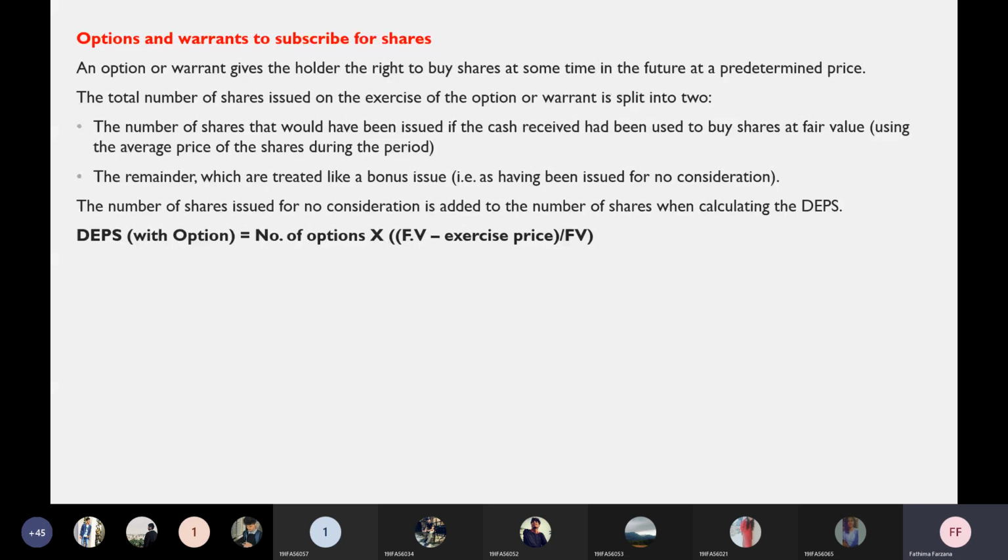So the total number of shares issued on the exercise of an option will normally split into two. Number one is the number of shares that would have been issued if the cash received had been used to buy the shares at fair value. That is, if fair value is $5 per share, how many shares you would have bought out of the option number, and the remaining will be treated as bonus shares. For this I can give you an example.